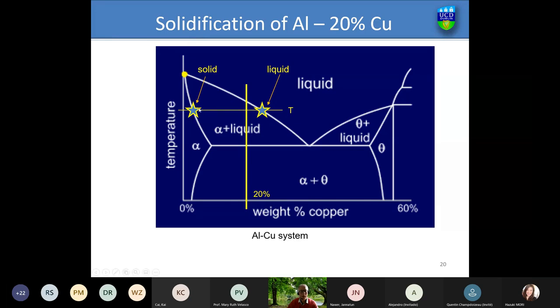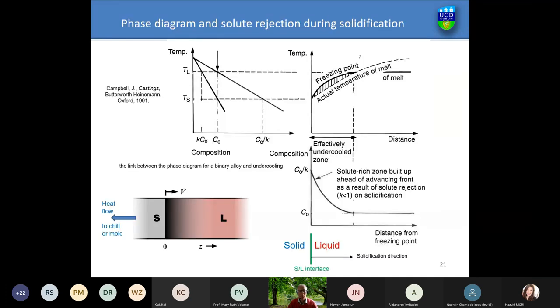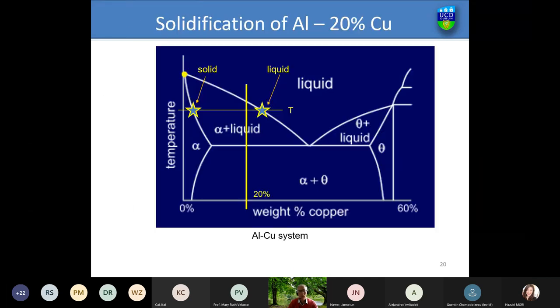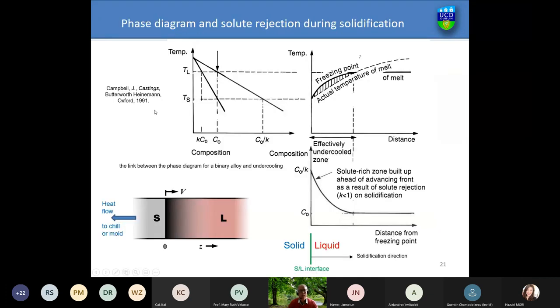So basically, because the solid formed has less than the average percentage of copper, there is a lot of copper rejected into the liquid. So solute is dumped out of the solid into the liquid as the solid-liquid interface proceeds. So looking at the top left corner of this phase diagram shown here, we're considering solidification of an alloy from left to right. So the heat is flowing to the left. It's essentially a one-dimensional problem here.